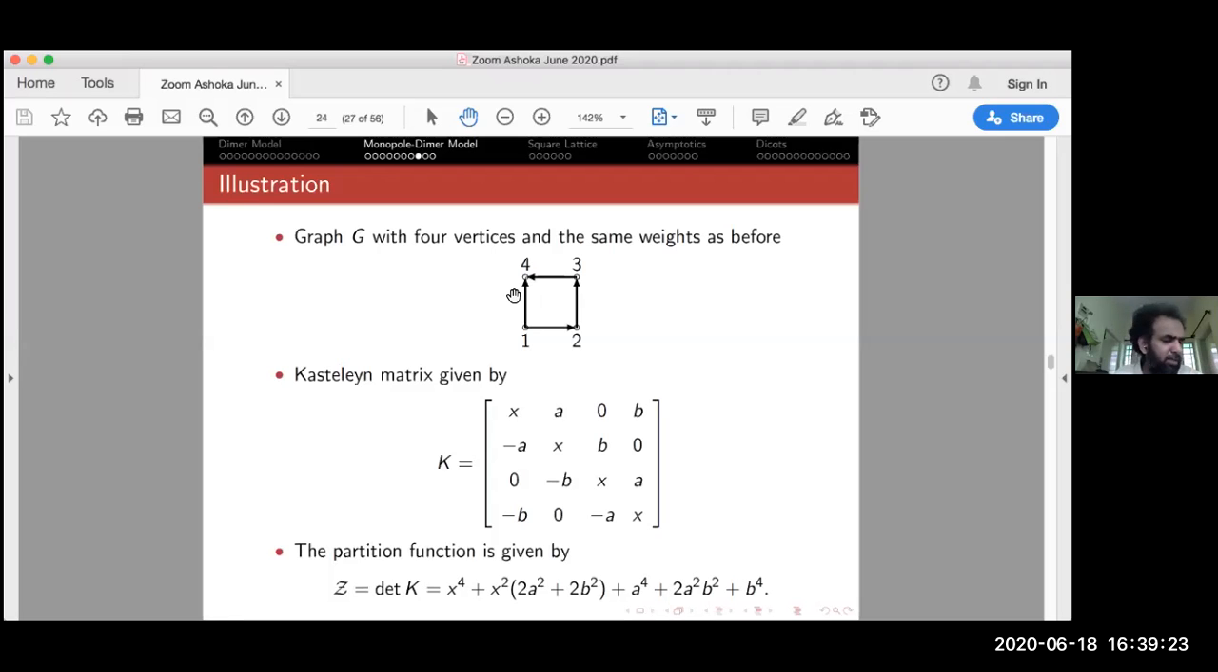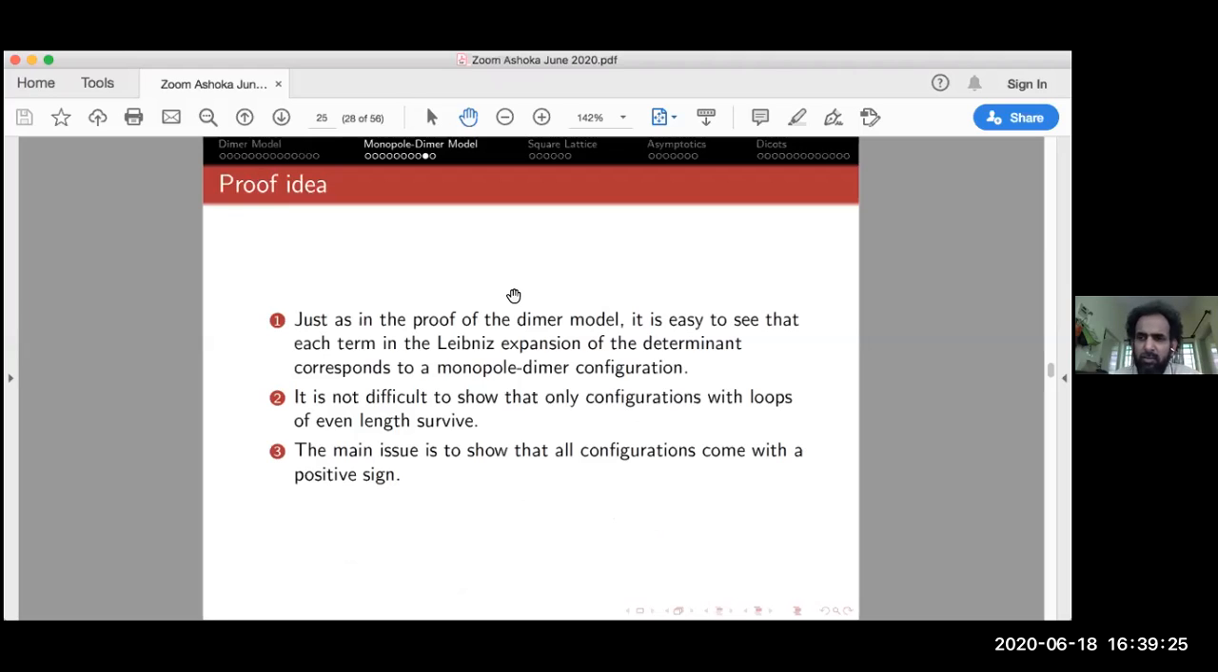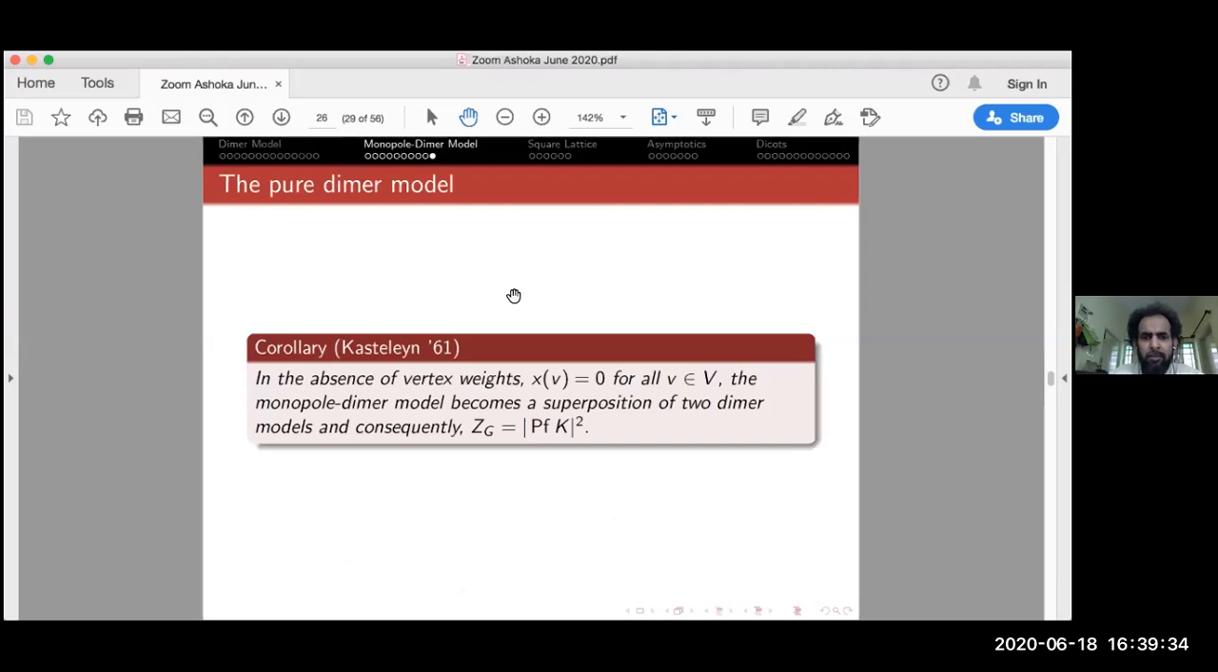And the proof idea is kind of following the nose of Kasteleyn's proof. Maybe since I'm low on time, I don't want to get into all the details. And as I said before, if all the vertex weights are 0, then K becomes manifestly antisymmetric, even skew symmetric, and therefore the determinant becomes the square of the Pfaffian. This then makes perfect sense because we've essentially squared the dimer model.